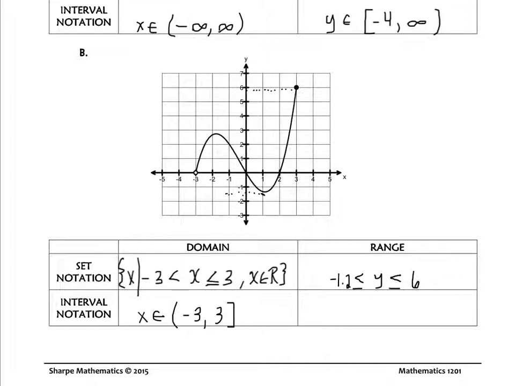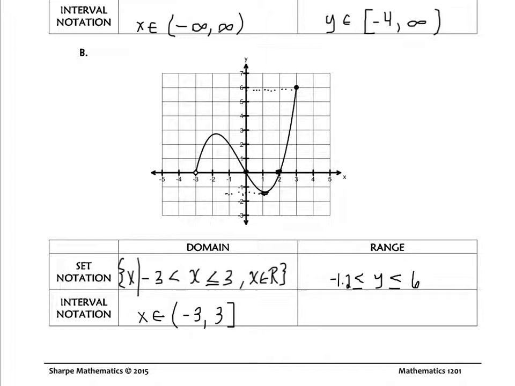Now, even though there's an open hole there at the point negative 3, 0, that value for y is used because right here, this point has a y value of 0, and another point there has a y value of 0. So the lowest value of y is down here at this height, around negative 1.2. Even though the open hole is not included there, it is included over there. So basically all values from negative 1.2 up to 6 are used.